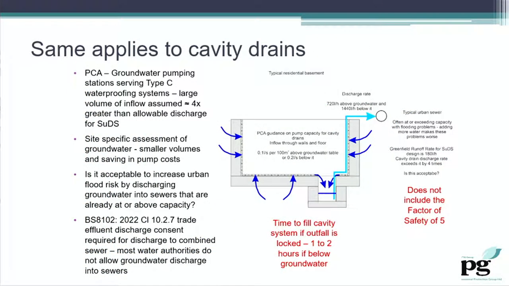If you look at the PCA Type C guidance on inflow rates that you should assume for designing pumping stations, for example, it gives you quite high flow rates. So if you do a proper groundwater assessment, potentially you can reduce your pumping and your pump costs. But the other thing is, if you look at that example on the right-hand side, if you use those flow rates, the rate of water that we're pumping into sewers from these systems exceeds the greenfield runoff rate that we're allowed to pump in for a SuDS design.